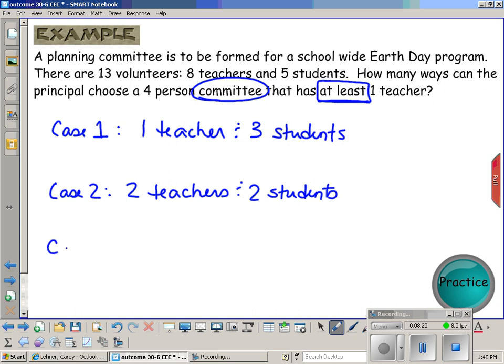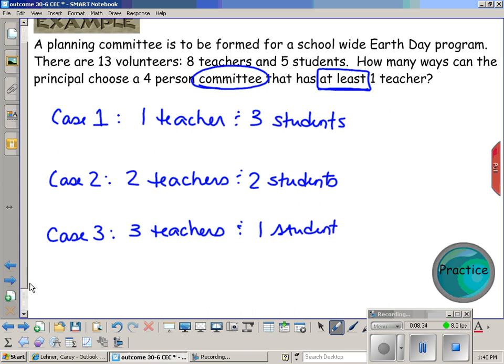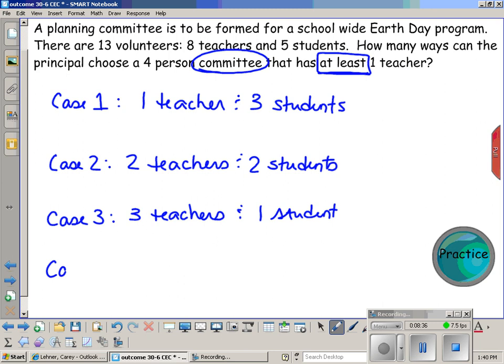Is there another possibility? Yes, there is. We could have 3 teachers and 1 student. Is there any other possibilities? The answer is yes. We could have all teachers and no students. So now we have to find all of the possible combinations of each of these cases.